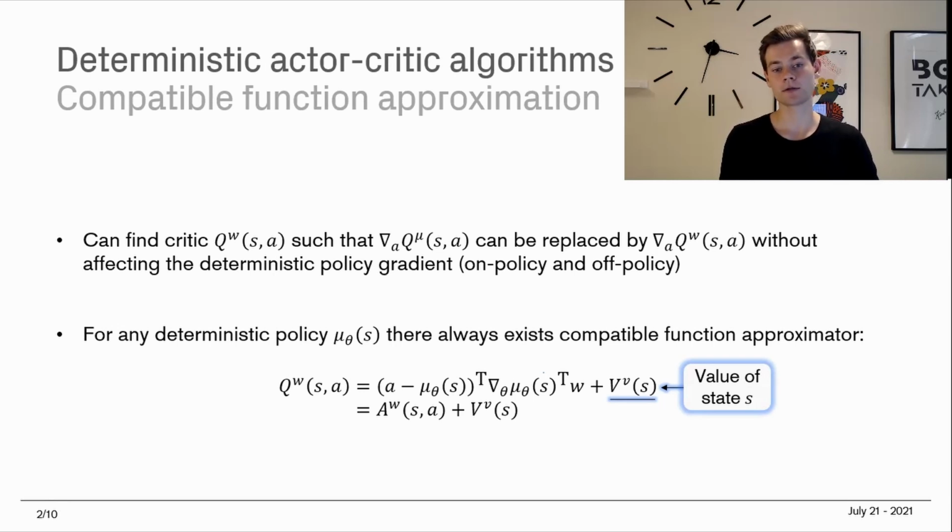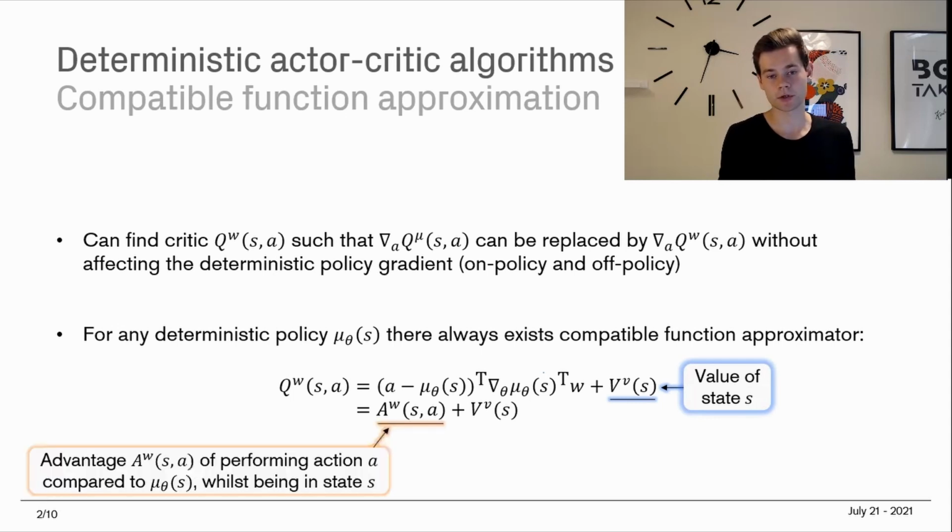So remember, the Q function indicates basically the action value, so the value of being in a particular state and taking a specific action. Now, this V of s indicates the value of the state itself. And then the first term here, which can be summarized as A of s and a, is the advantage of performing action a compared to what the deterministic policy would otherwise generate while being in state s.